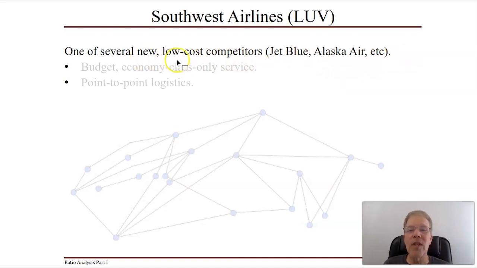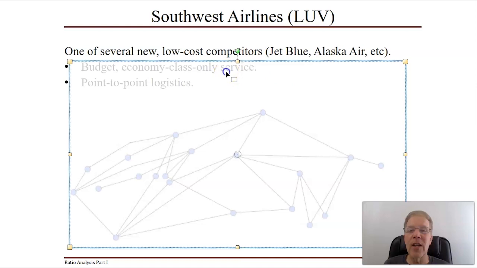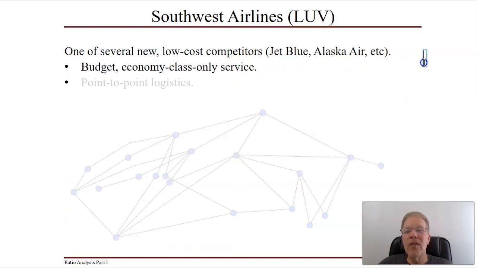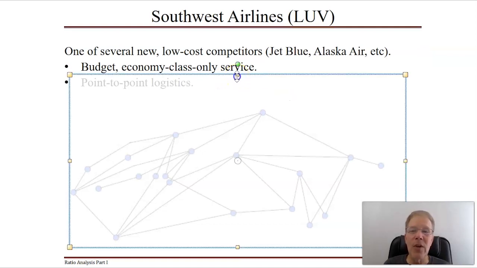So Southwest is one of these new low-cost competitors like JetBlue, Alaska Air, et cetera. And typically, these guys had two things in their strategy. Their marketing strategy was to say, we're going to be budget. We're going to go for economy class only. And Southwest was really bottom of the barrel economy class. You couldn't even reserve a seat on a Southwest airline at this time. It was kind of like getting on a Greyhound bus, so everyone would try to jockey to get a good seat while boarding was going on.